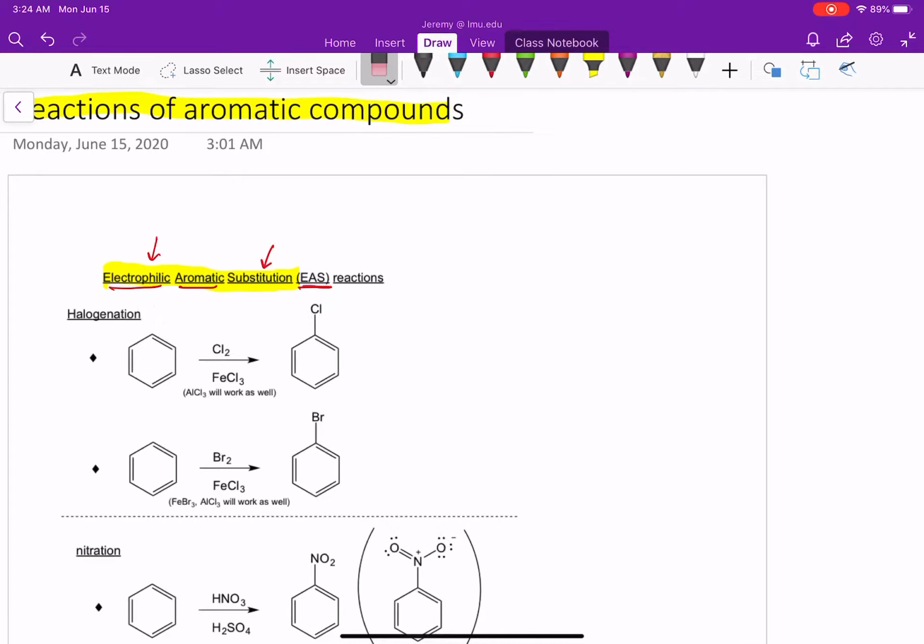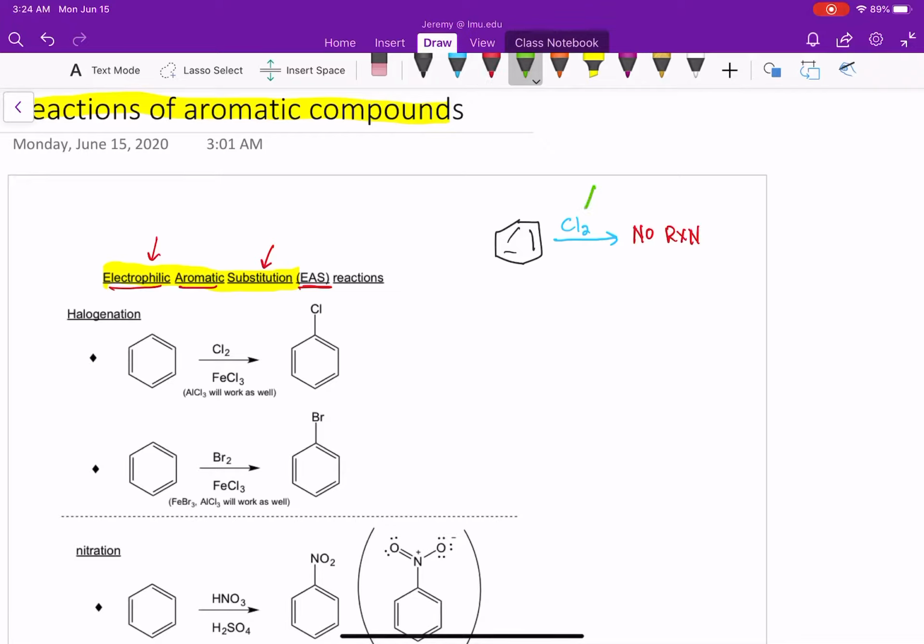Okay, so let's talk through some of these EAS reactions. The first thing I want to remind you is that aromatic compounds are very, very stable, right? Aromatic compounds are extremely stable, so they can't undergo the regular reactions we've seen with alkenes. We know if you take an alkene and treat it with Cl2, you can get a halogenation reaction. But for aromatic compounds, we're not going to see a reaction if we just add Cl2.